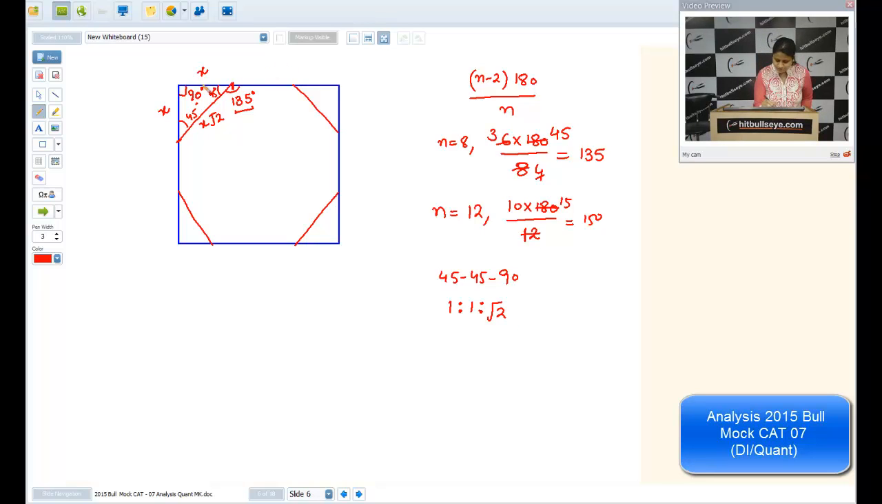The total side was 20, x is cut from here, x is cut from here, so this length will become 20 minus 2x. Since we are talking about a regular octagon, the side length always should be the same. So this line length and this line length: 20 minus 2x should be equal to x root 2. From here we can calculate the x value. It will be 20 upon 2 plus root 2. We can rationalize it.